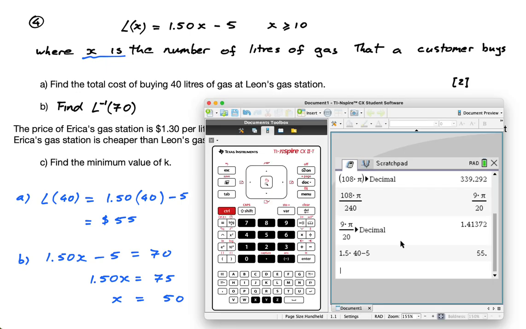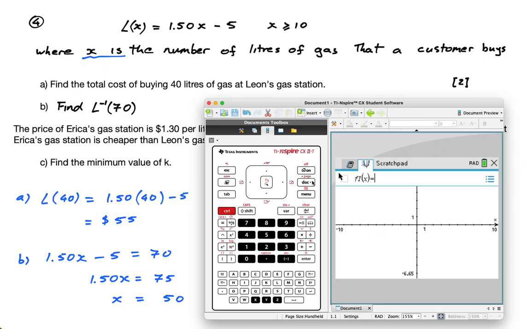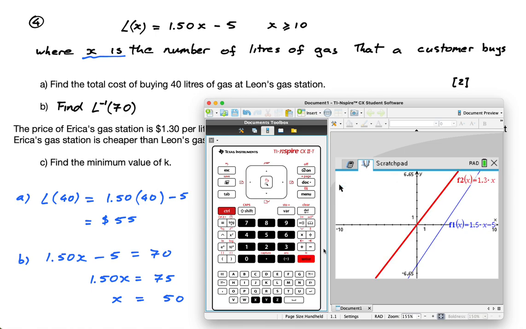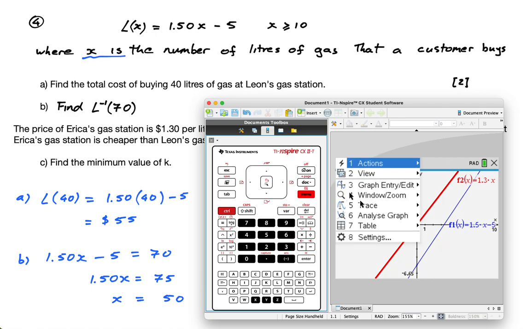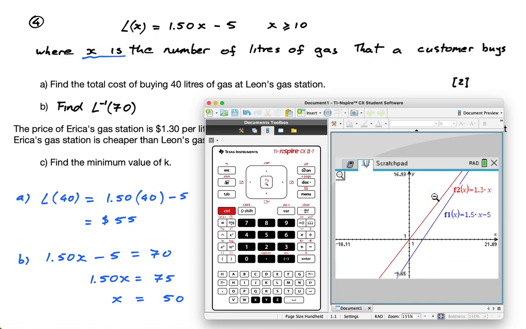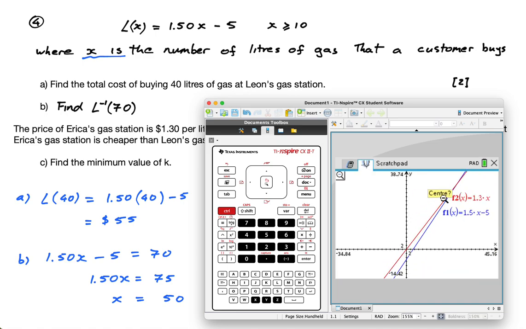That's essentially it. And the way that makes the most sense is to graph the two functions. So let's do that. I'm going to do 1.50x minus 5. That's Leon's function there. And then we're going to draw 1.30x, which is her function. So look, she's more expensive to buy the fuel here if you're buying a small amount. If I zoom out, you can see there's a point when it becomes cheaper.